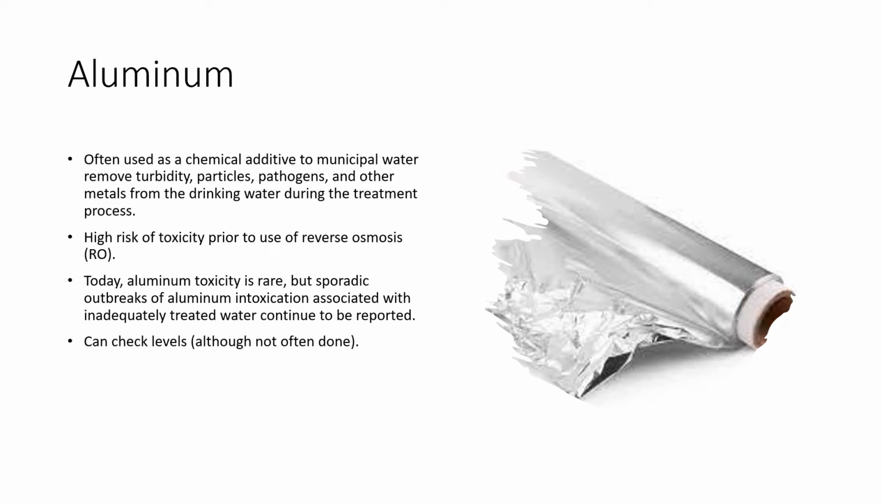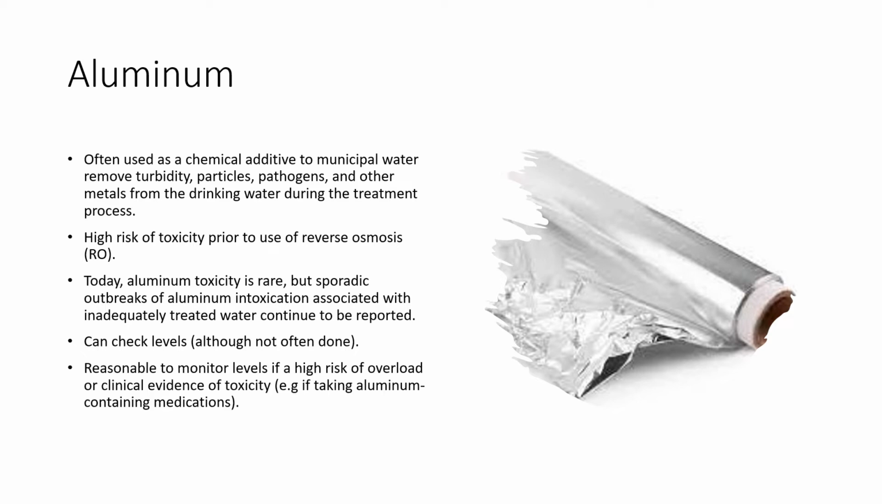Historically, based on the risk of aluminum toxicity among patients on hemodialysis, routine measurements of aluminum were performed, but with improvements in the water purification process, the utility and cost effectiveness of checking levels has really been questioned. I think it's reasonable to monitor levels for patients at risk of exposure to aluminum. So for example, patients who use over-the-counter medications containing aluminum, such as aspirin, or if they're using aluminum-containing binders, such as Amphogel.